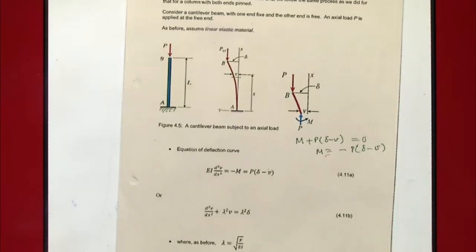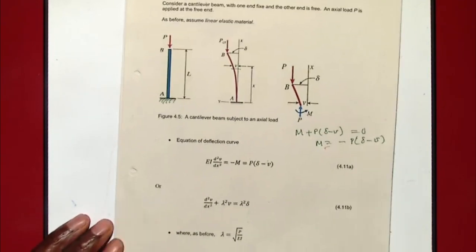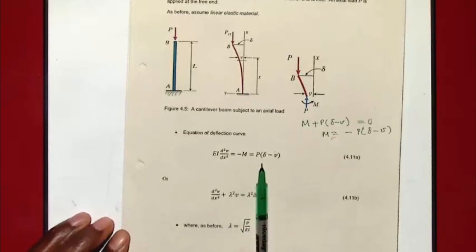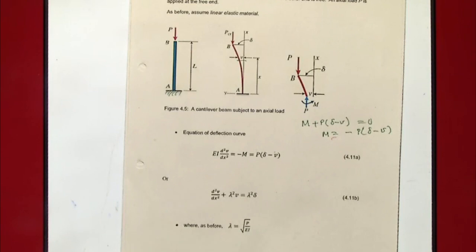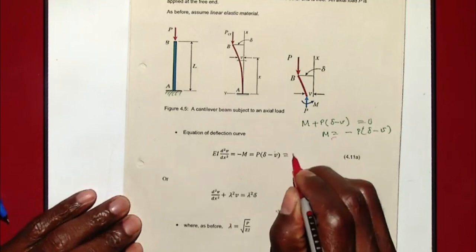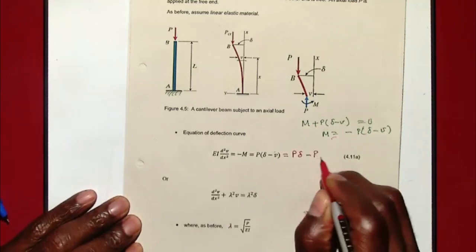So what we're doing is finding the relationship between force P and the bending moment at that section that we've got. We know the moment. We can put the moment in our bending moment and deflection equation, which is this, and then we can just go through the same steps again. So let's see what we get there. I'm going to open this up to make it easier. We have P delta minus P V.